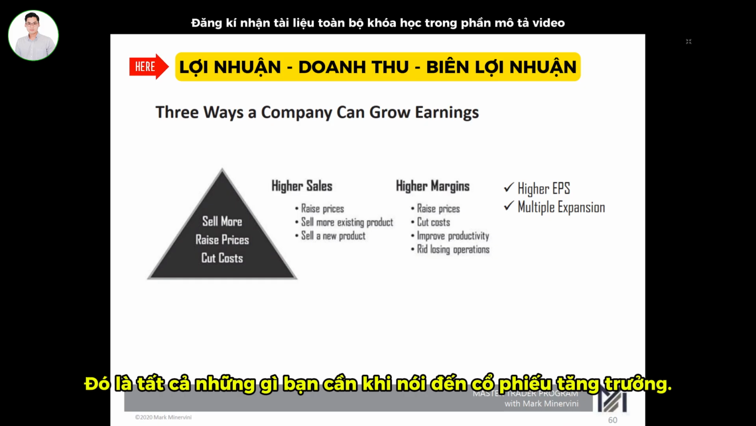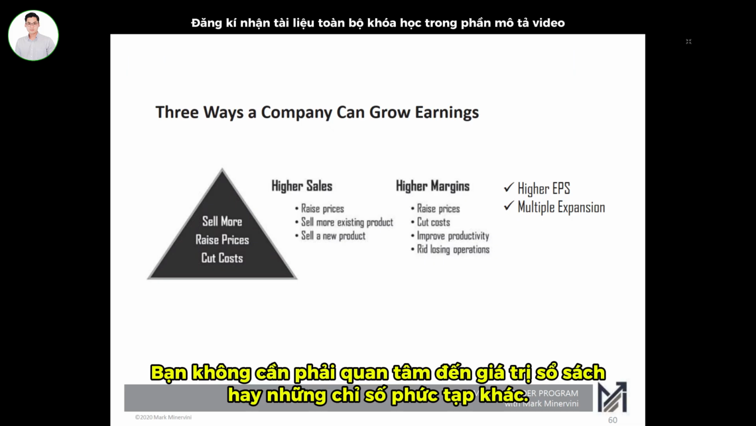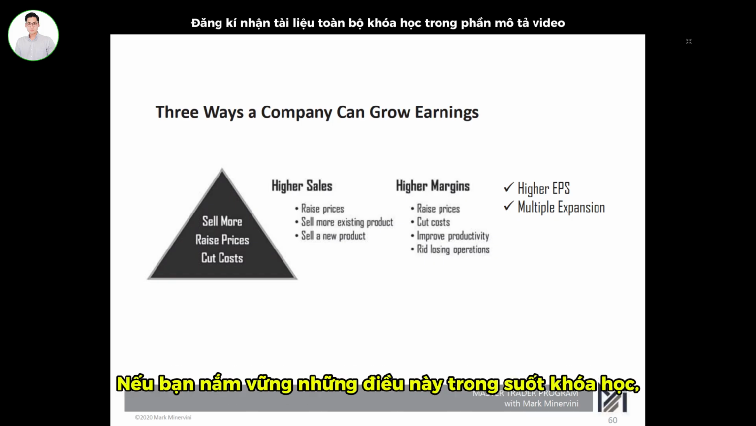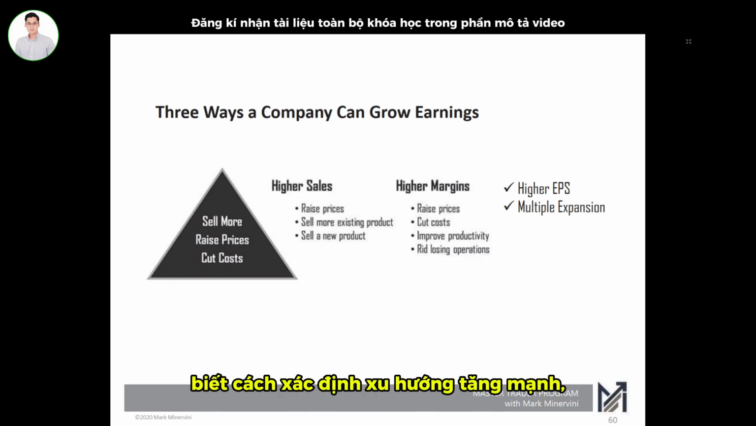When we're talking about growth stocks in particular, you don't need all this other book value and all these ratios. And if you can get good, through this whole entire workshop, at the things that we're showing you, where price, volume, some moving averages for smoothing, making sure you're in a strong uptrend, earnings, sales, margins, and you apply all this properly, you're not going to need anything more.